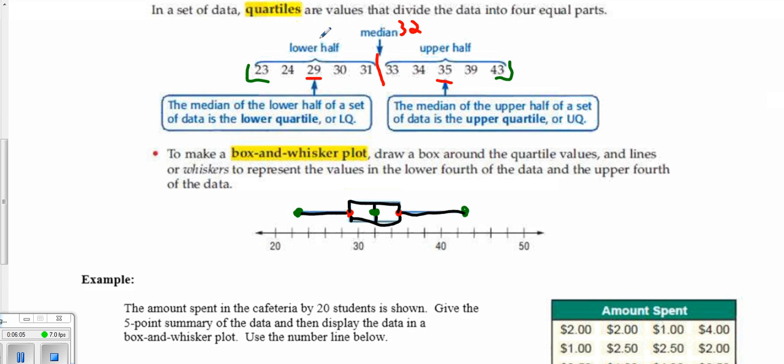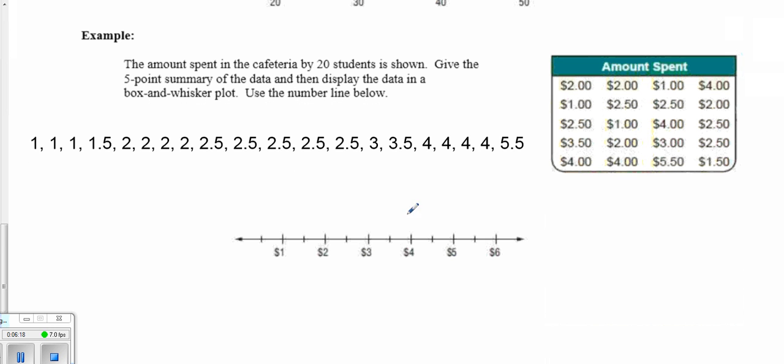If you look at just our data, cutting from here to here, most of our data should be right in this middle area from 29 to 35. And that's what these dots are showing us, 29 to 35. Let's look at an example of how to make our own box and whisker plot.